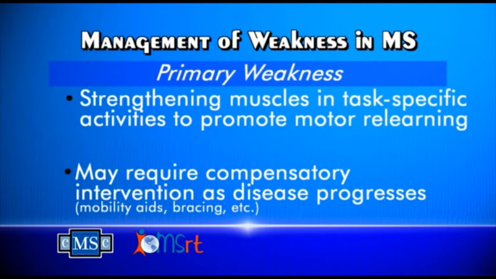In primary weakness, we want to work on strengthening those muscles in task-specific activities, which will promote the patient's ability for motor relearning. At times, as the disease progresses, we may be required to develop compensatory interventions and the use of mobility aids and braces such as AFOs and KAFOs.